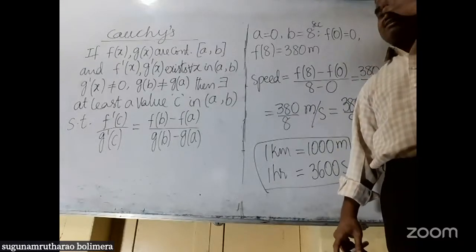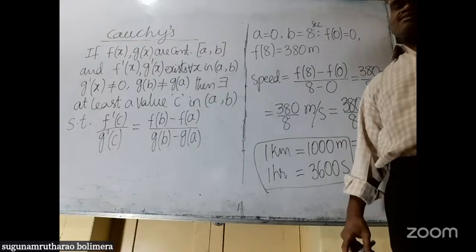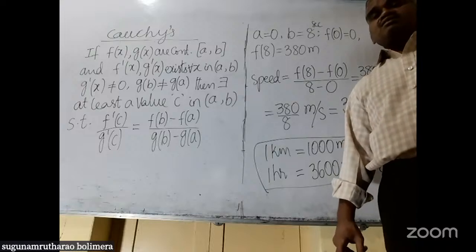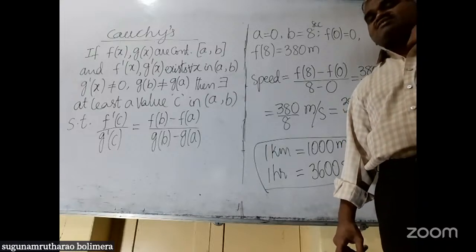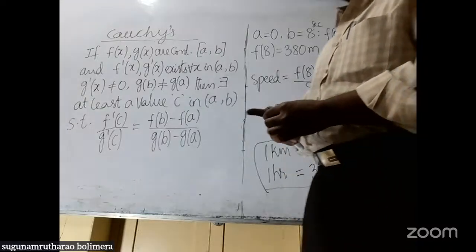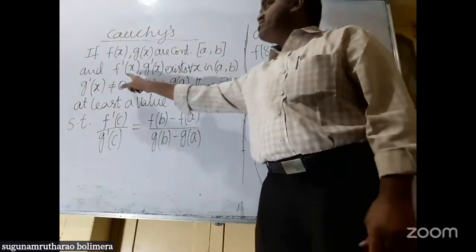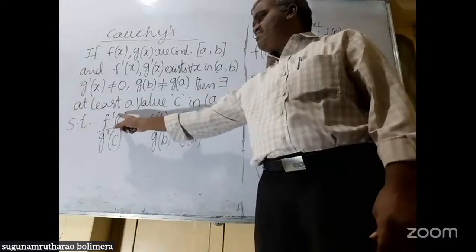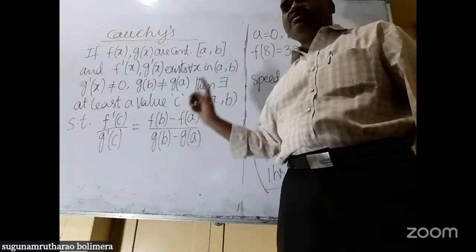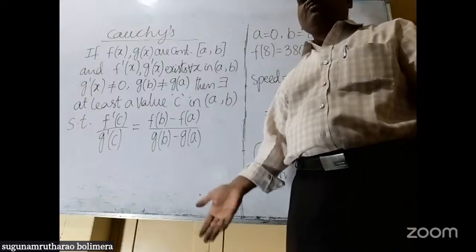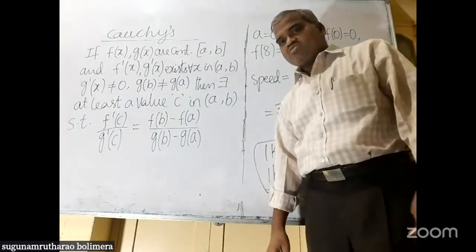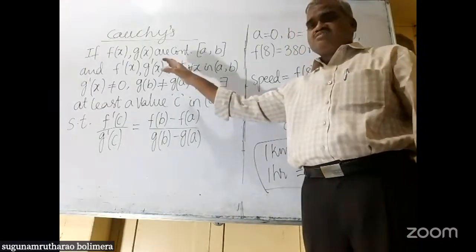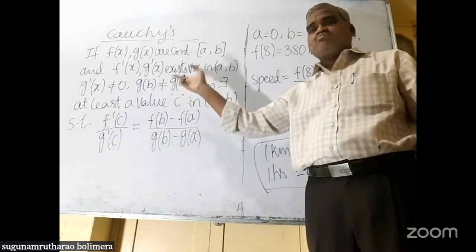Now it is nothing but the generalization of Lagrange's mean value theorem for two different functions. Lagrange's mean value theorem is studied only for one function, f of x continuous, f dash of x exists, and there is at least a value c satisfying f dash of c equals f of b minus f of a by b minus a. I am writing it for two different functions. What are those two? f of x and g of x.